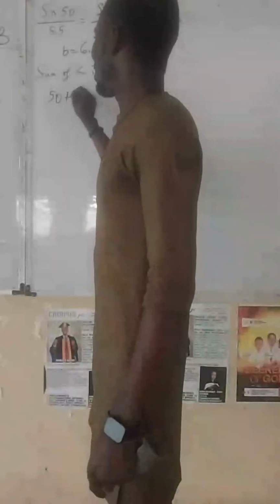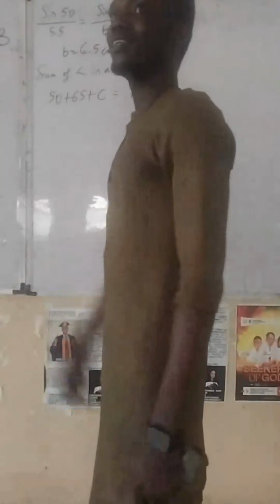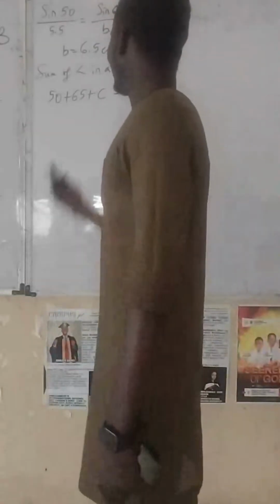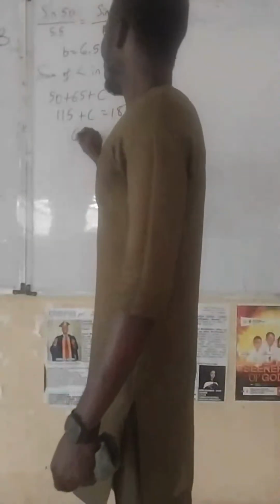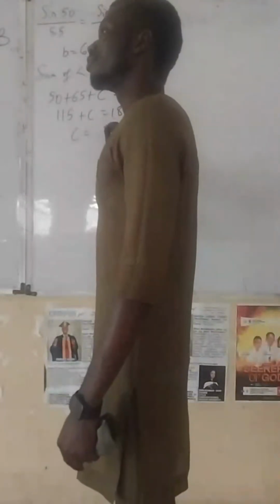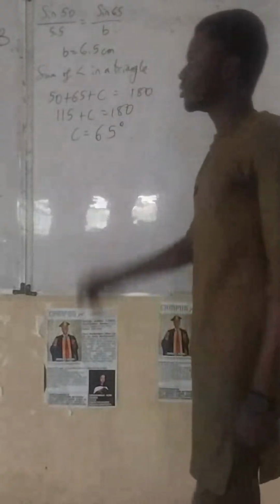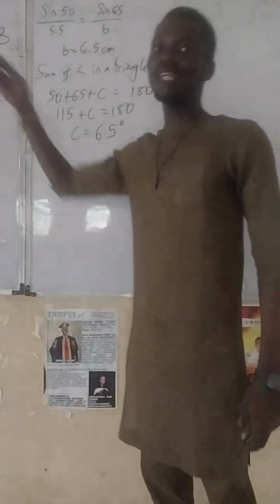So that's 50 plus 65 plus C equals 180. 115 plus C equals 180. So C is what? 65. So C is 65 degrees. We've gotten C, capital C. Now let's get small c.